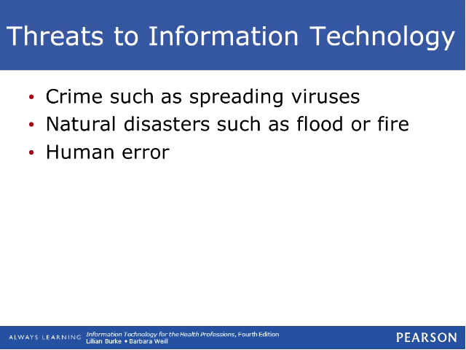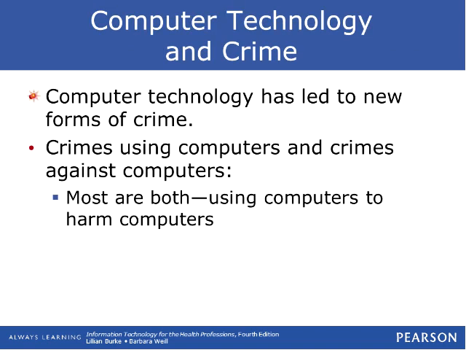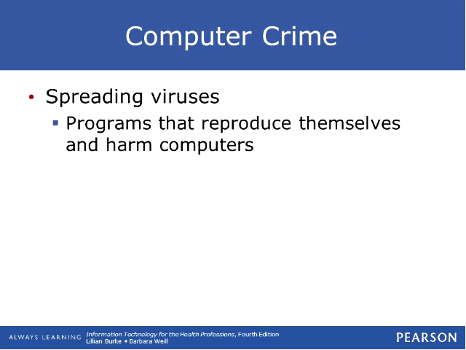Threats to information technology include crimes such as spreading computer viruses, natural disasters such as flood or fire, and human error. All those things can be threats to technology as far as its utilization or its exploitation. Computer technology has led to new forms of crime, obviously, crimes using computers and crimes against computers. Most are both: using computers to harm other computers or to get access to sensitive information.